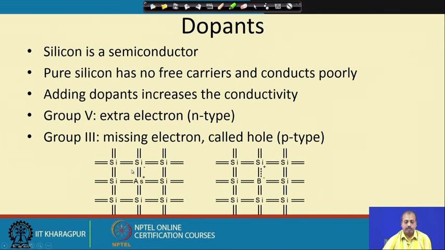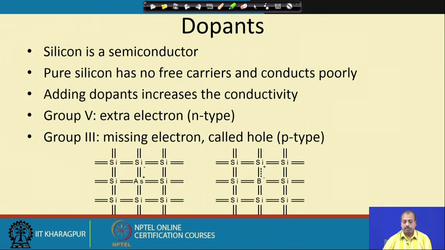So, these extra electrons can move freely. If you apply some potential, these electrons can be made to flow very easily. By doping the pure silicon with arsenic, we get something called an N type semiconductor. In an N type semiconductor, we have plenty of electrons available, which can be made to flow if we apply some potential difference.